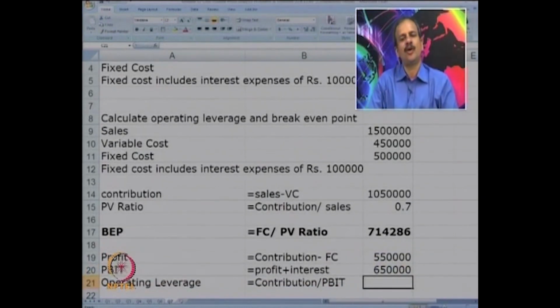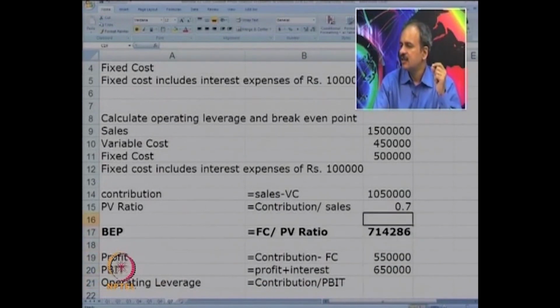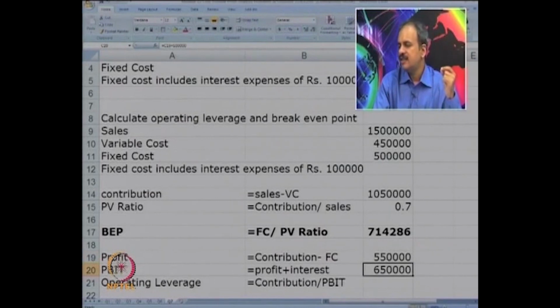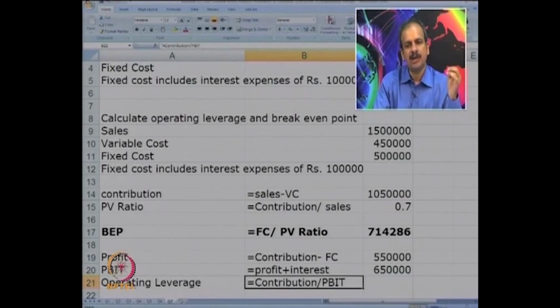I hope it's clear to all. So you know that the contribution is 10 lakh 50,000. From that, if you deduct 5 lakh fixed cost, we get a profit of 5 lakh 50,000. We are adding back interest because we want to know PBIT. We want to know profit before interest and tax. So 550 plus interest gives me 6 lakhs 50,000, and operating leverage is nothing but contribution upon PBIT.